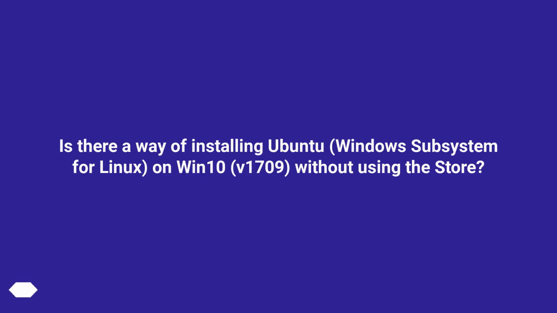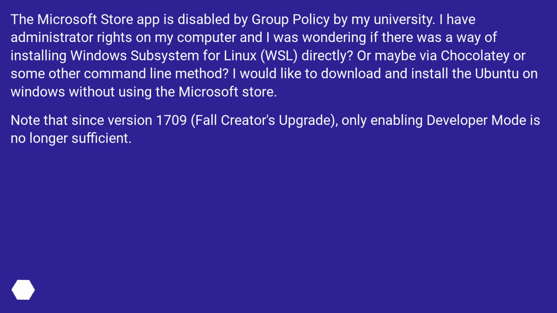Is there a way of installing Ubuntu, Windows Subsystem for Linux, on Win10, v1709, without using the store? The Microsoft Store app is disabled by group policy by my university. I have administrator rights on my computer and I was wondering if there was a way of installing Windows Subsystem for Linux, WSL, directly? Or maybe via Chocolatey or some other command line method? I would like to download and install the Ubuntu on Windows without using the Microsoft Store.